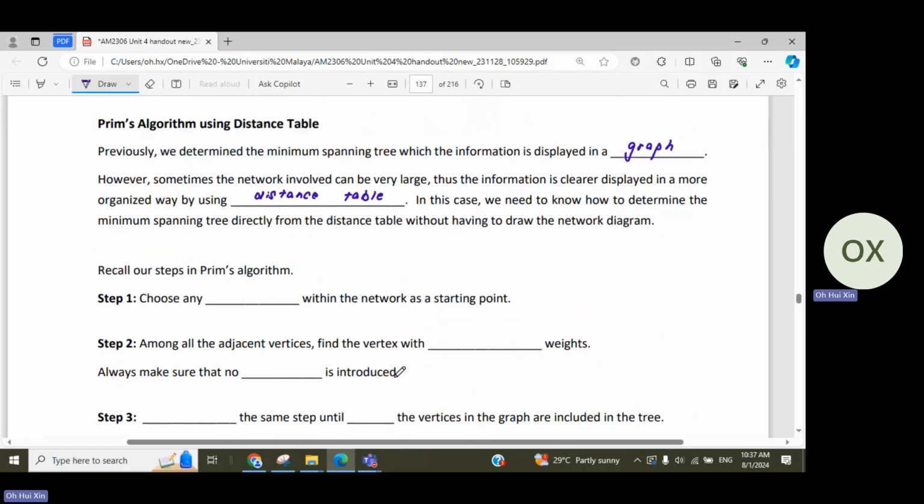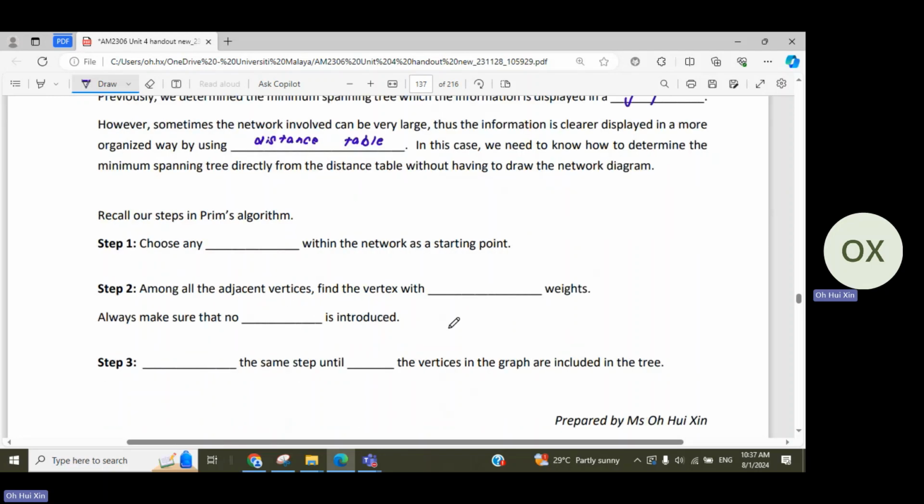Let's recall the steps for Prim's algorithm, because for the distance table we are going to do the same thing. The idea is the same as how we carry out Prim's algorithm, but instead of doing it on a graph, we are doing it on a distance table. For Prim's algorithm, we choose any vertex to start, then look at all the neighbors, which means all the adjacent vertices. Then we find the vertex that gives us the smallest weight, the least distance, always making sure that no cycle is introduced. Then you keep looking at the neighbors of all the vertices already involved, repeating until all the vertices are included in the spanning tree. This is what we have done in Prim's algorithm.